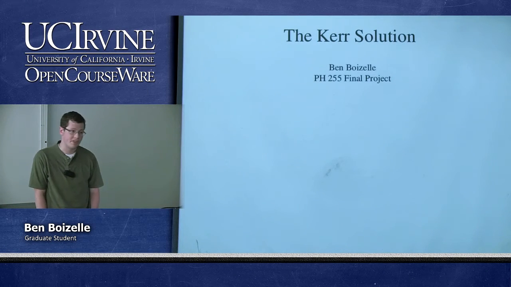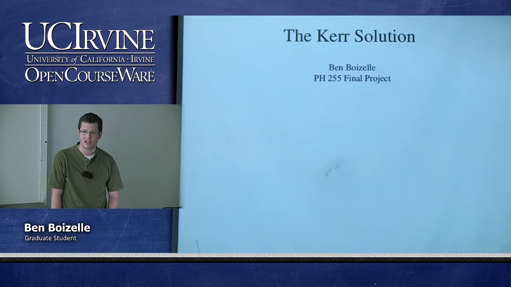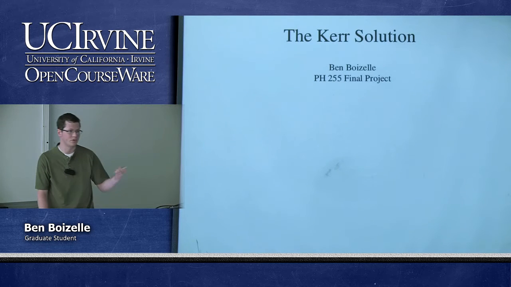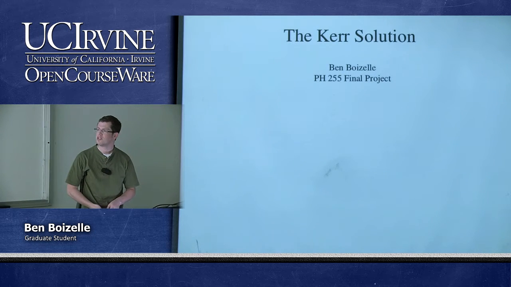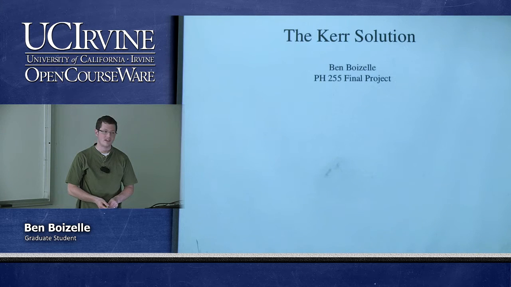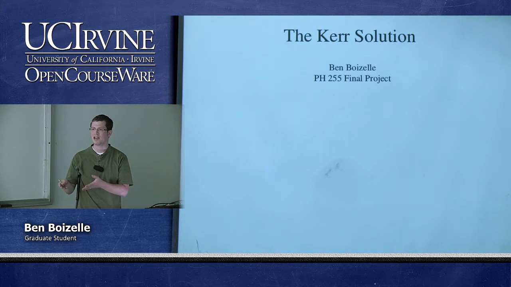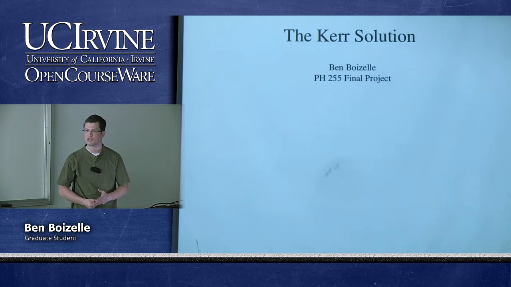All right, I'll be talking about the Kerr solution to the Einstein field equations. Feel free, of course, to bug me with any questions that you have along the way. As this is directly analogous to the Schwarzschild solution, just with one additional important parameter, I wanted to take a less mathematically rigorous approach and do some of the interpretation of the project.